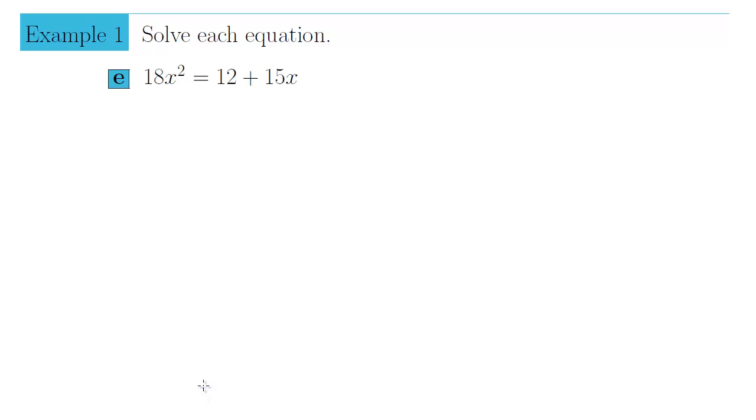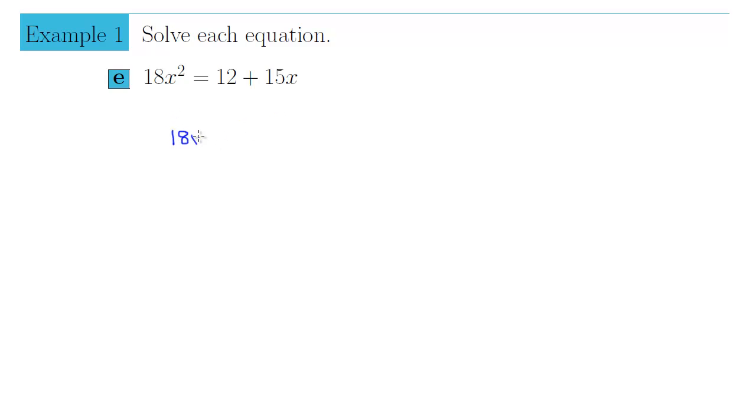Example 1e. Solve the quadratic equation 18x squared equals 12 plus 15x. All right, it's a quadratic equation because the degree is 2. Our first step is to get 0 on the right side. This means we need to move the 12 and the 15x to the left side.